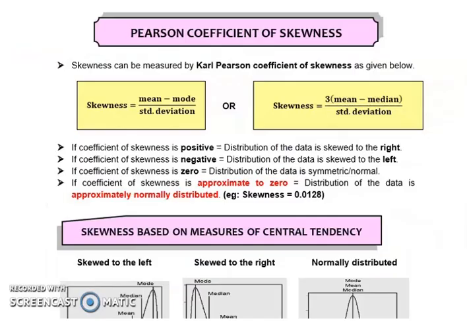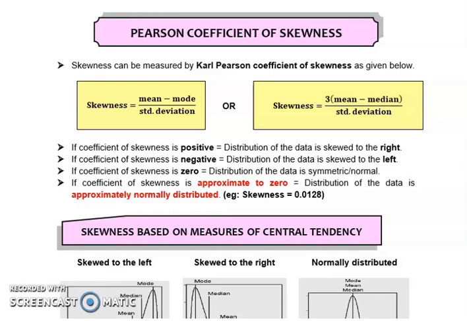Now let's look at how to calculate Pearson coefficient of skewness. There are two formulas. The first one: skewness equals mean minus mode divided by standard deviation, or we also can use this formula: 3 multiplied by mean minus median, divided by standard deviation.